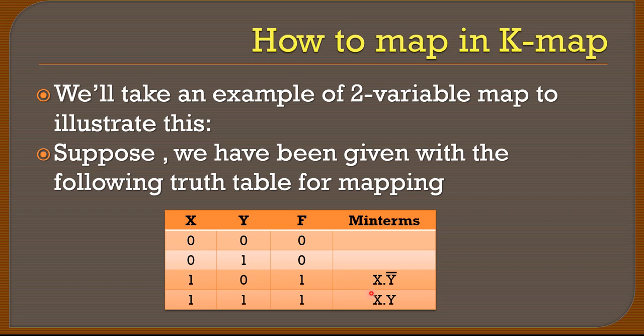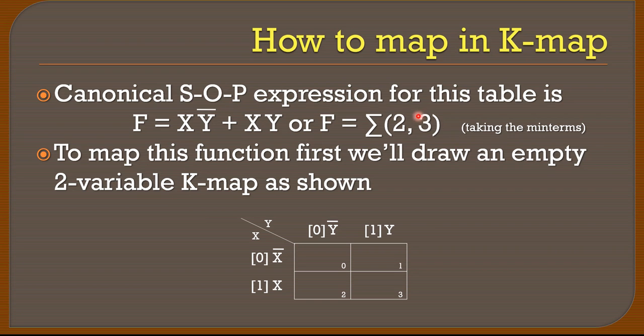So this is the min term you got, x dot y dash, because you got 1 for x and 0 for y. And the final row has both ones, so it is x dot y. Using these min terms, you are going to form a canonical form. The canonical SOP expression for this table is f equal to x y dash plus x y. You have combined the min terms using SOP and made a canonical sum of products expression.